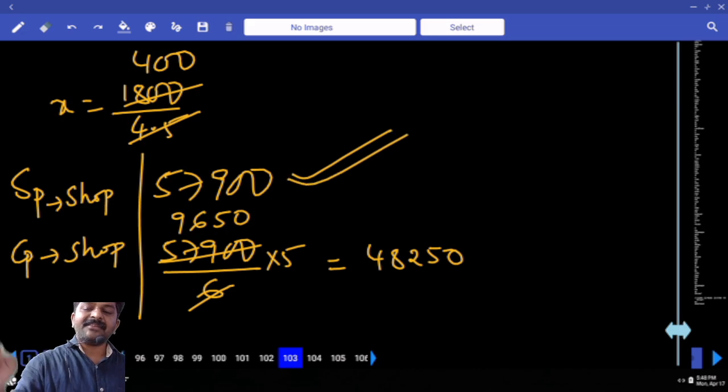So the 57,900, the same we can even call it the cost price for John. Selling price for the shopkeeper is the same as cost price for John.